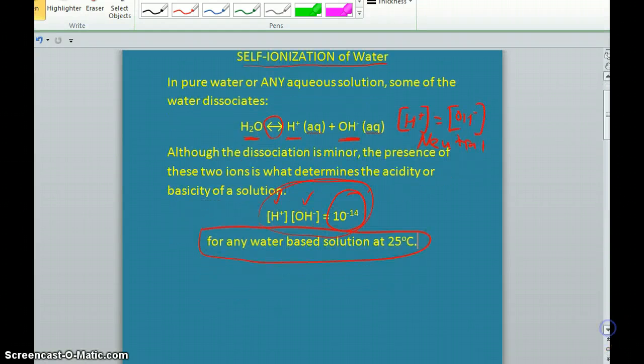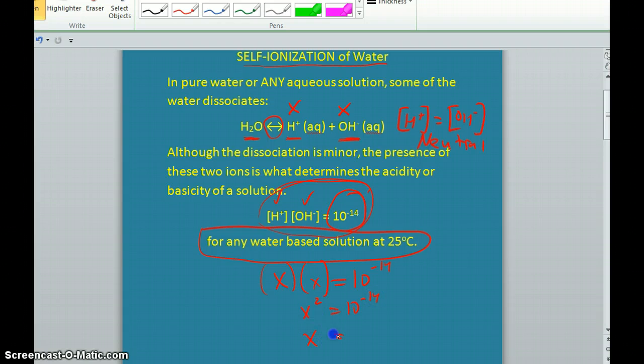Now, what about pure water itself? Well, we're going to produce equal amounts of both ions in pure water. We don't know what that concentration is, but let's call it X. So water will dissociate and produce X moles per liter of protons. Well, since it dissociates in a 1-to-1 ratio, it should also produce X moles per liter of hydroxide. And if we take X, concentration of protons, multiply by X, concentration of hydroxide, and set it equal to 10 to the negative 14th, that means X squared equals 10 to the negative 14th.